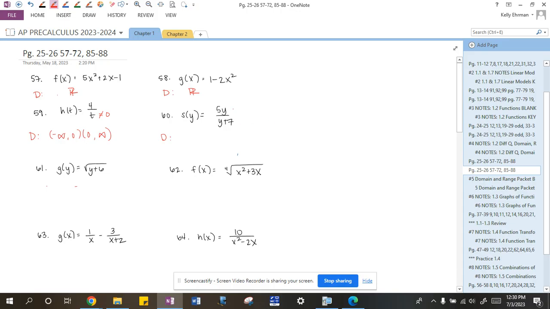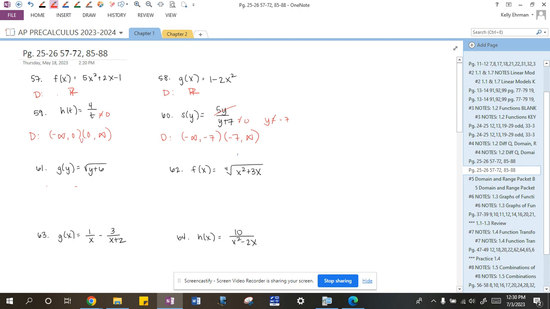For this rational function, the numerator does not matter. The 5y is irrelevant. It's just that the y plus 7 can't equal 0, which means y can't equal negative 7. So the domain is negative infinity to negative 7, and negative 7 to infinity.